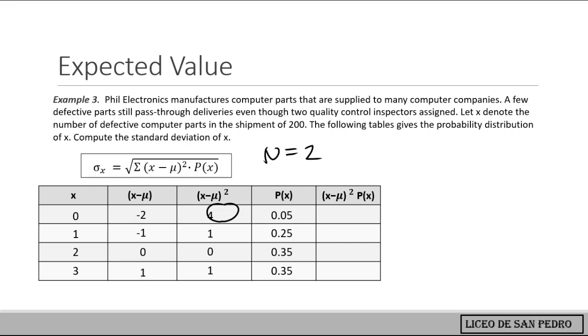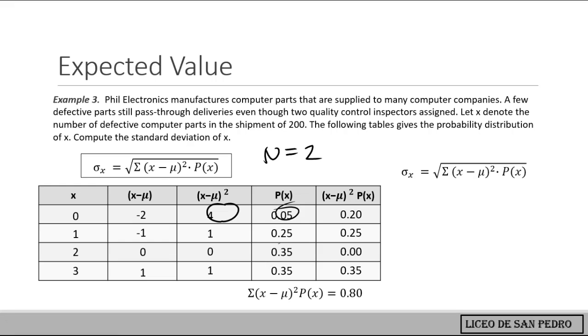So 4 times 0.05, ang sagot is 0.2. 1 times 0.25 is 0.25 pa din. 0 times 0.35 is 0. And then 1 times 0.35 is 0.35. Ang summation natin dito sa last column, and ang formula ng standard deviation is ito. Kung titingnan natin mabuti, ito lang din yung nasa loob ng square root. Ibig sabihin, papalitan lang natin to ng 0.80. Therefore, ang ating standard deviation is equal sa square root ng 0.80, or equal na lang sa 0.894.